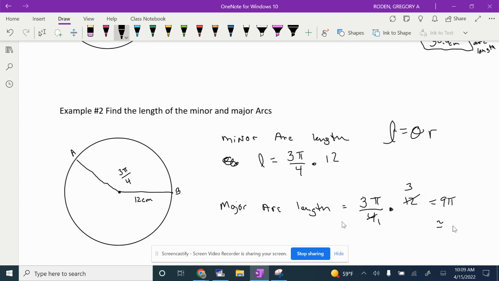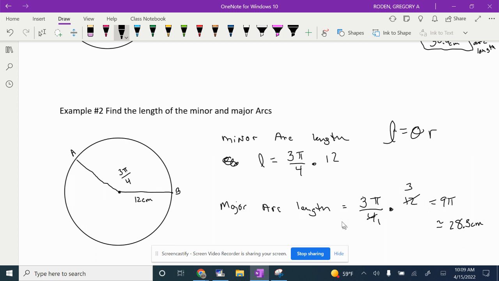In the low 29, 28. Okay, so it's going to be 28 point what? 3 centimeters. Right? You guys see that? Why is it the same equation for the minor one?